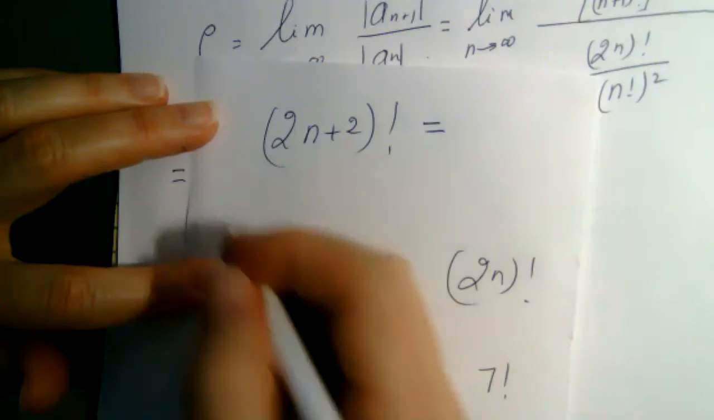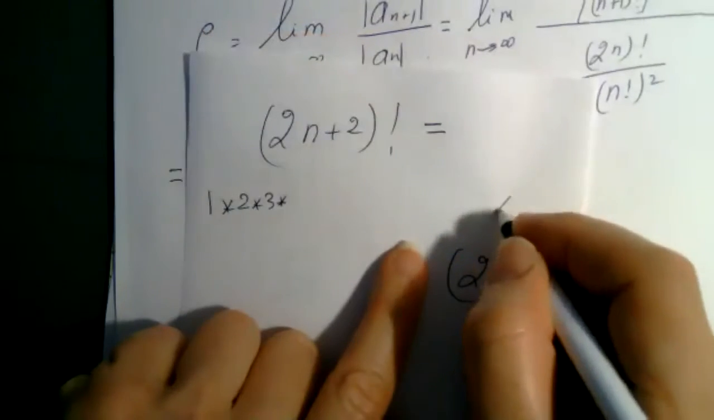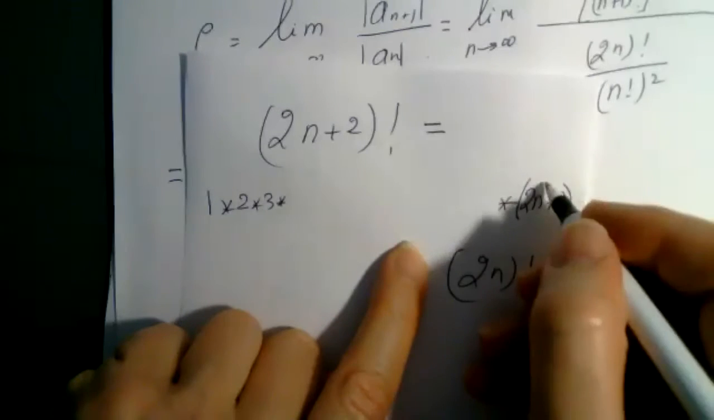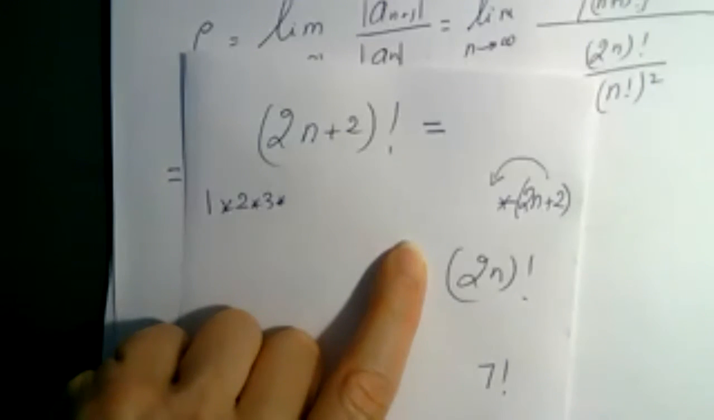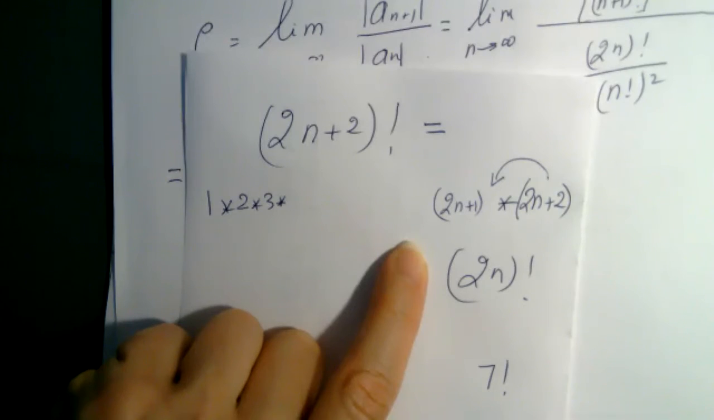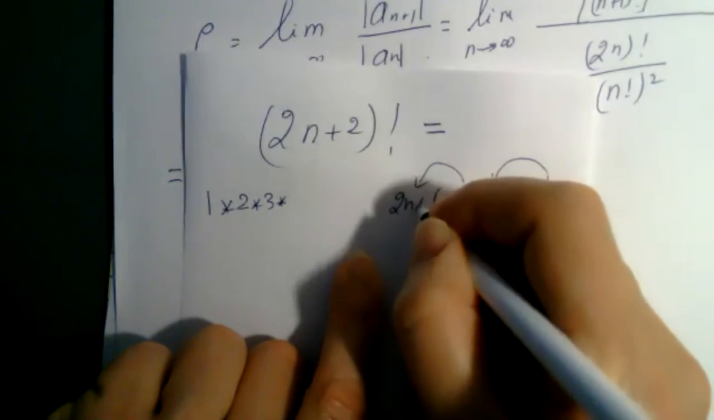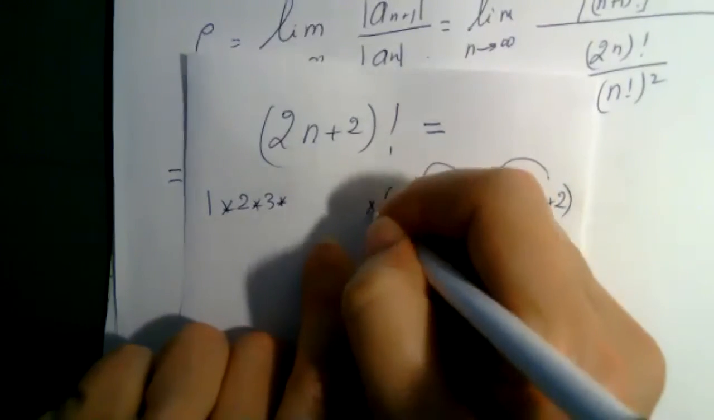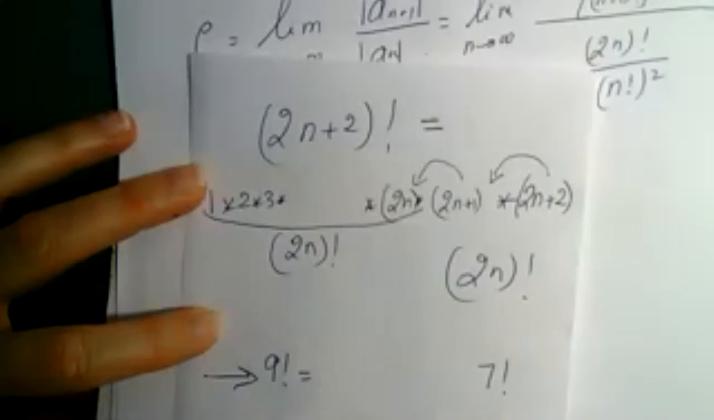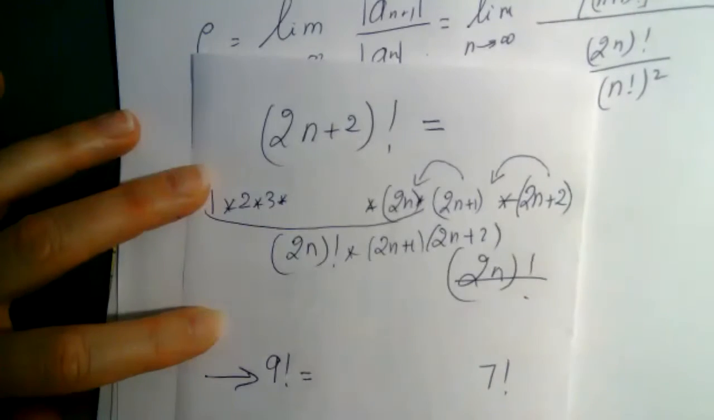What's 2n plus 2 factorial? It means you're taking 1 times 2 times 3, and you keep multiplying. The last term is going to be 2n plus 2. But my question to you is, what should come before 2n plus 2? What comes before 2n plus 2 is 2n plus 1. What comes before 2n plus 1? It should be 2n. What comes before it? 2n minus 1. So now how are we going to write this? This piece is the quantity 2n factorial times 2n plus 1 times 2n plus 2.